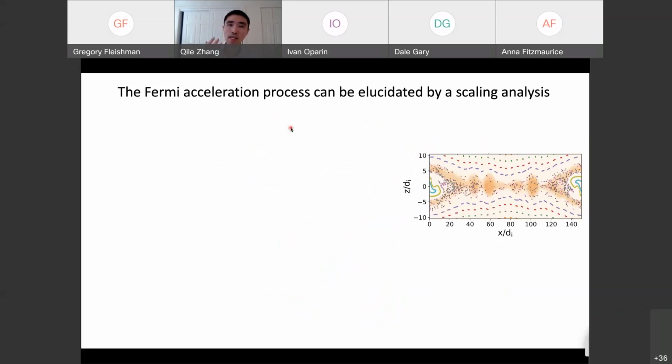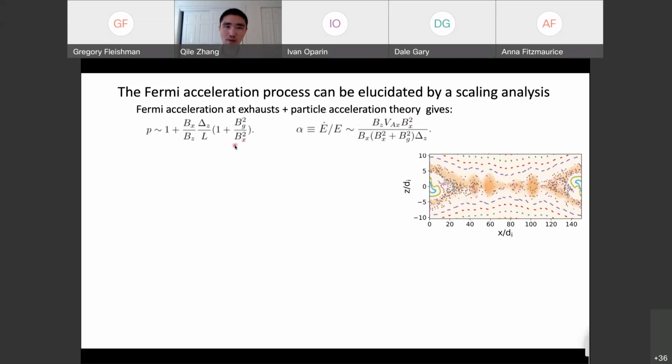That was the injection process, and now the Fermi acceleration process after the injection can be elucidated by a scaling analysis below. Here, we evaluate the Fermi acceleration process at the reconnection exhaust, which is driven by the magnetic field curvature. And we also use particle acceleration theory, and these two will give the following results, whose derivation I omit, which is written in the paper. We have a prediction for the scaling of the power law index and the particle acceleration rate. The acceleration rate is defined as the time derivative of the particle energy divided by the energy. And these are the scalings.